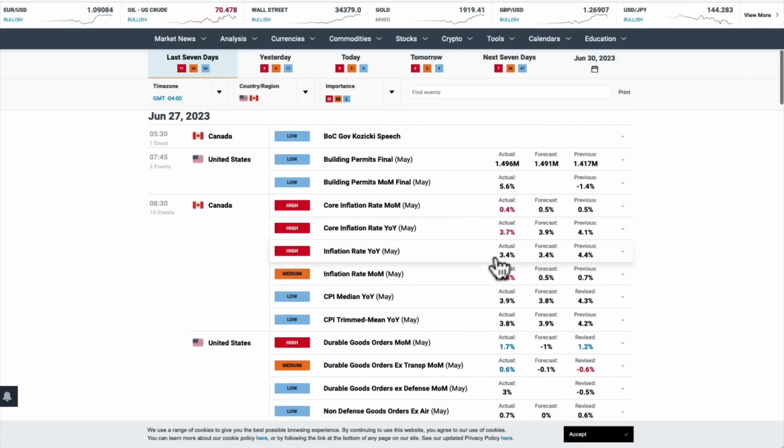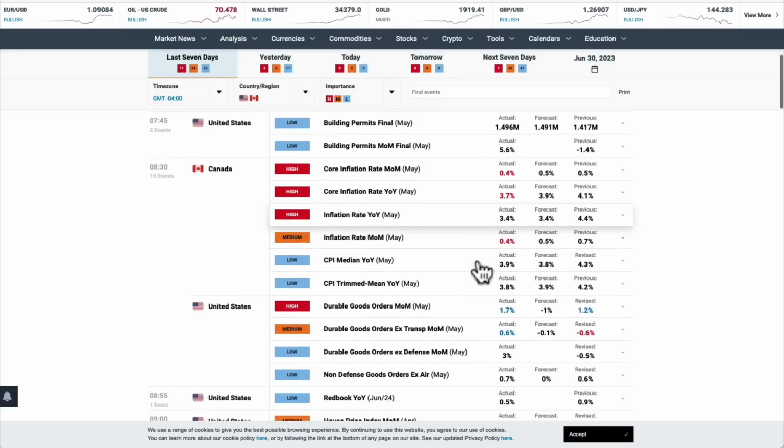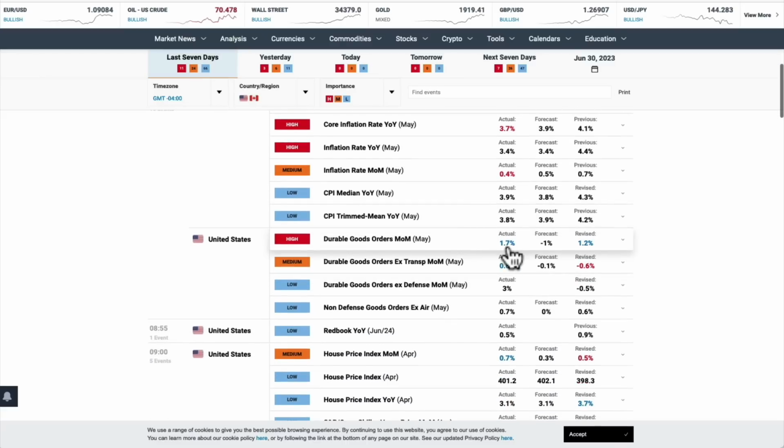Core inflation came in lower than expectations. So that may allow the Bank of Canada to be on pause for a while. Durable goods knocked it out of the park, 1.7. Take out transportation, still a 0.6% increase versus what we expected here, negative 0.1%.